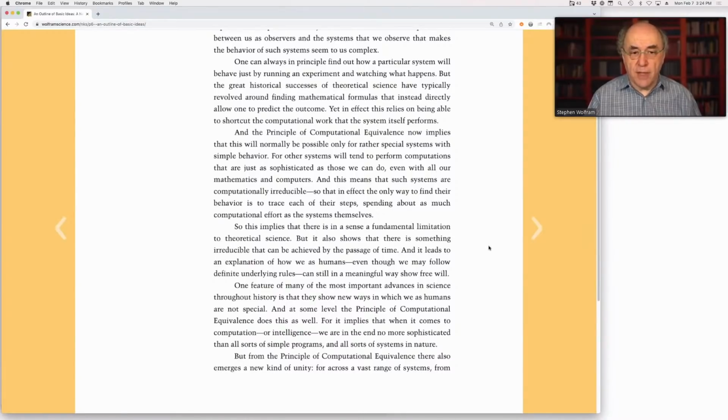One feature of many of the most important advances in science throughout history is that they show new ways in which we as humans are not special. And at some level, the principle of computational equivalence does this as well, for it implies that when it comes to computation or intelligence, we are in the end no more sophisticated than all sorts of simple systems and all sorts of systems in nature.